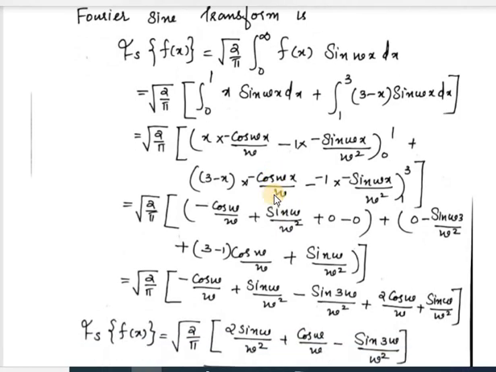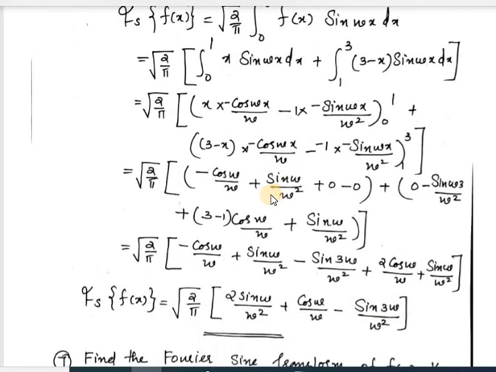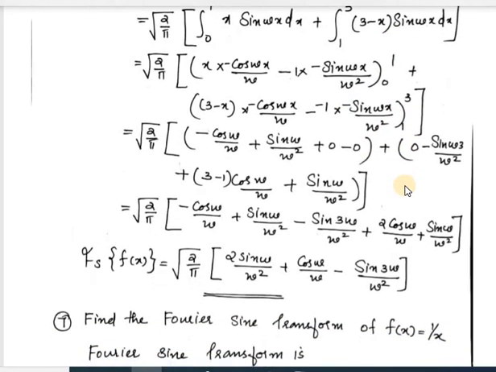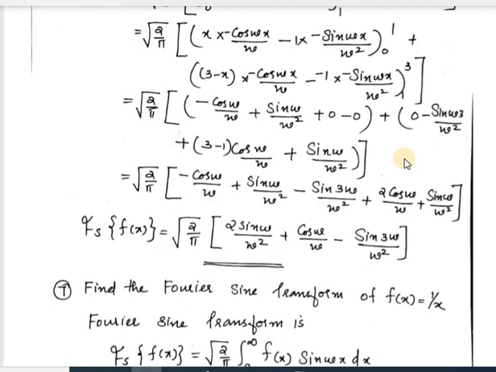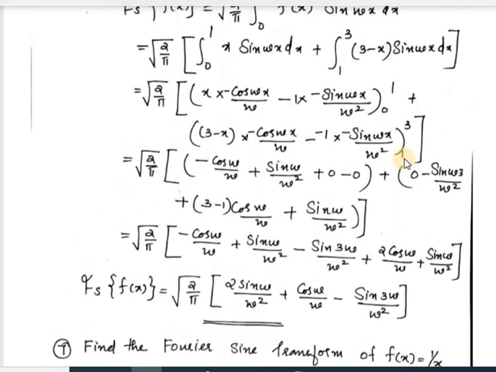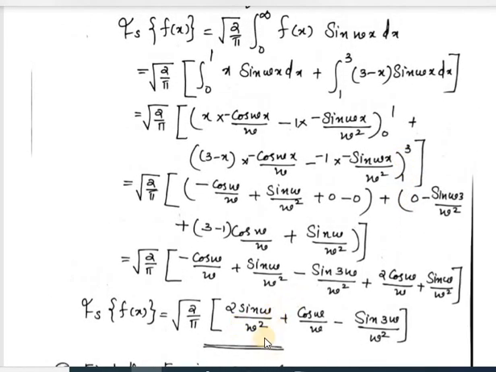Now we can apply integration by parts to both integrals. That is, first function times integral of second minus derivative of first times integral of second, from 0 to 1, plus the same for the second integral from 1 to 3. Applying the upper limit 1 and lower limit 0 first, then upper limit 3 and lower limit 1, and simplifying, we get the answer as minus root 2 by pi times 2 sine omega by omega square plus cos omega by omega minus sine 3 omega by omega square.